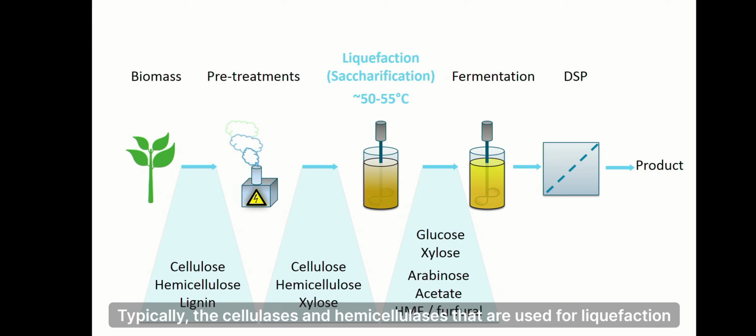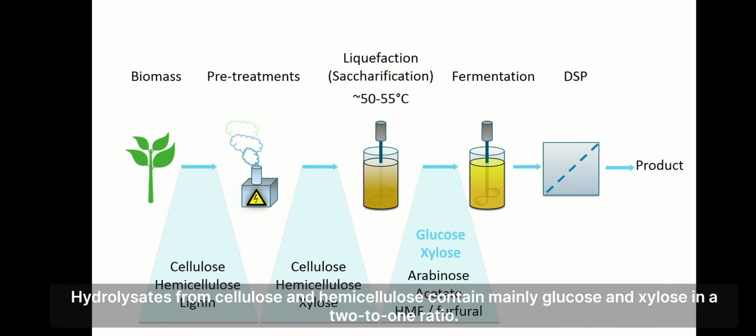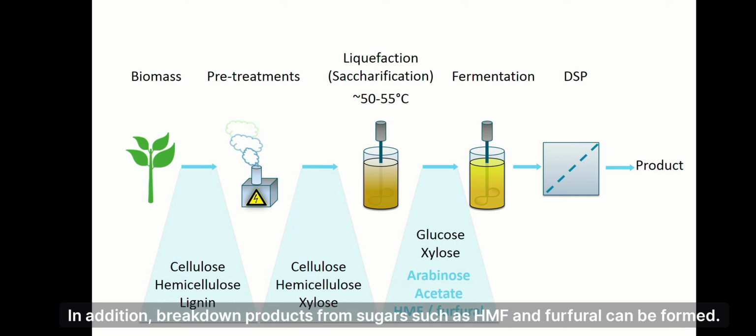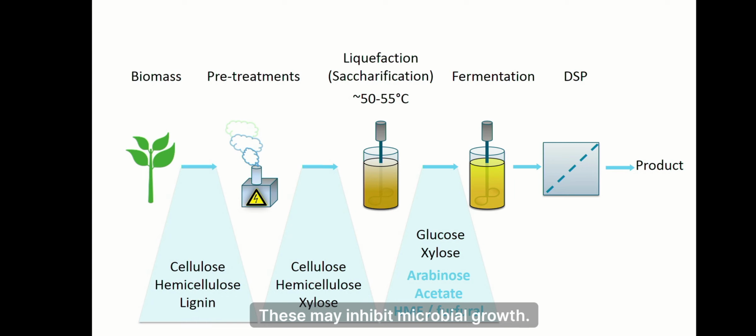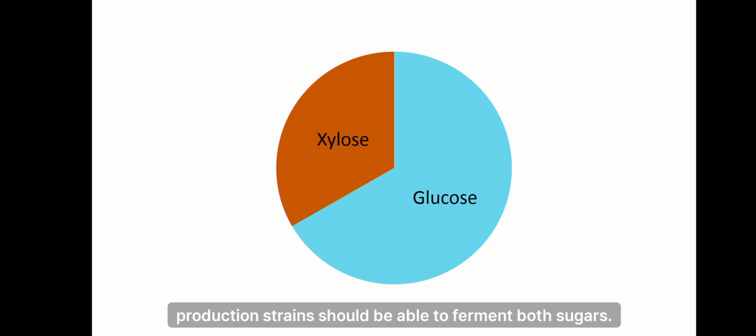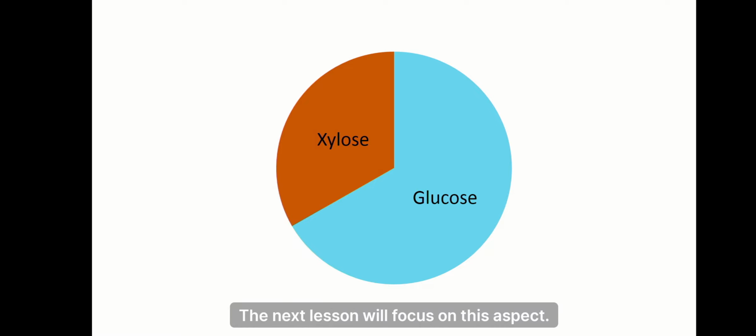Typically, the cellulases and hemicellulases that are used for liquefaction have optimal activity at temperatures around 50 to 55 degrees at mildly acidic pH. Hydrolysates from cellulose and hemicellulose contain mainly glucose and xylose in a 2:1 ratio. Acetate, arabinose and other compounds that decorate the hemicellulose may be present as well. In addition, breakdown products from sugars such as HMF and furfural can be formed. These may inhibit microbial growth. As lignocellulosic sugars are about 2/3 glucose and 1/3 xylose, production strains should be able to ferment both sugars. The next lesson will focus on this aspect.